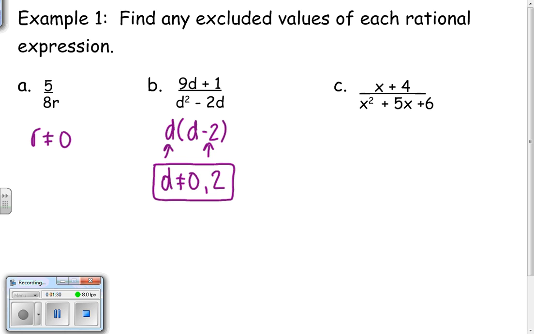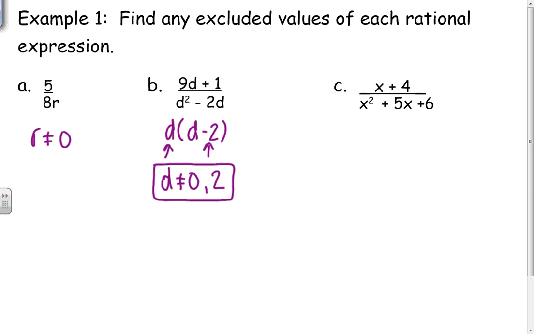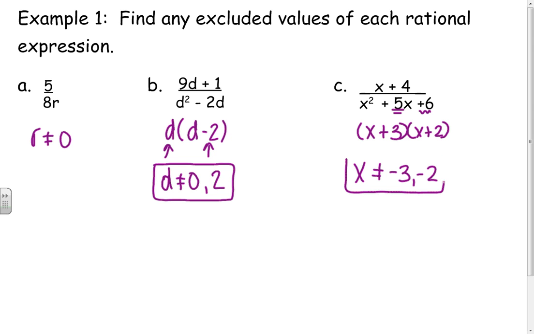So if you take a look at letter C, you're going to have to factor that. Factoring the denominator gives me x plus 3, x plus 2, because two numbers that multiply to 6 and add to 5 are 3 and 2, which means that my exclusions are negative 3 and negative 2.